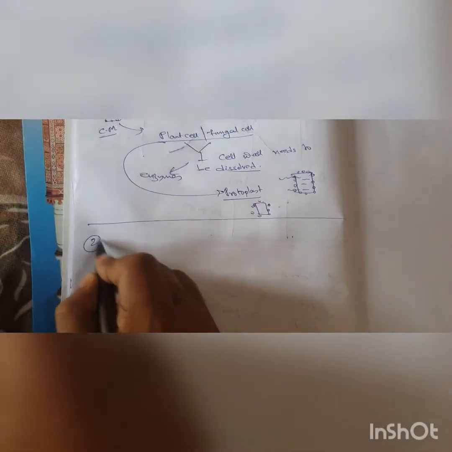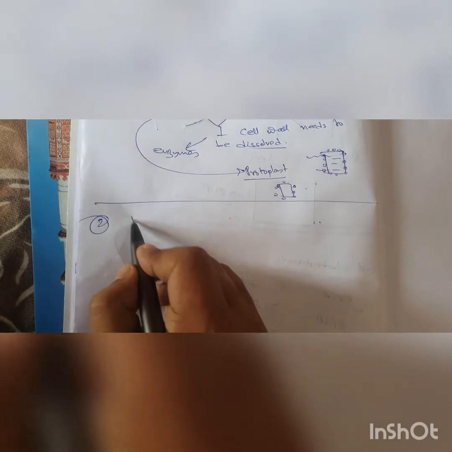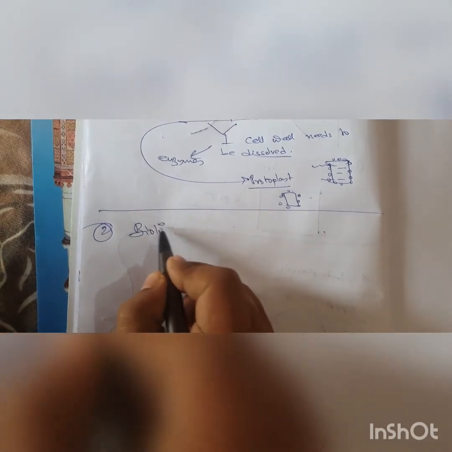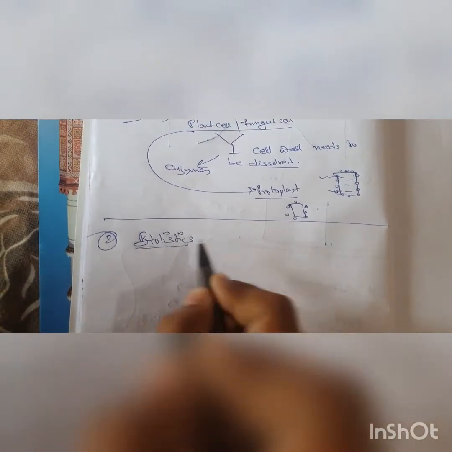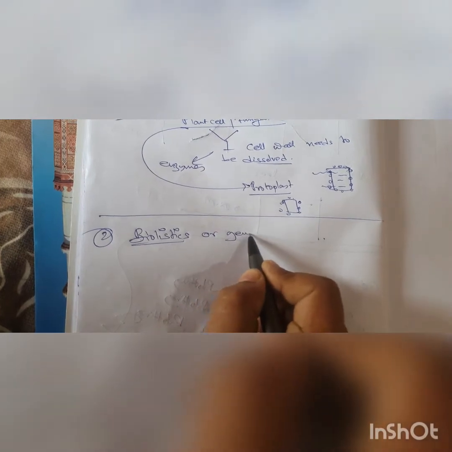Now, this is the first method, where without any vector you can make the gene enter. Number 2 is biolistics, or the gene gun method.